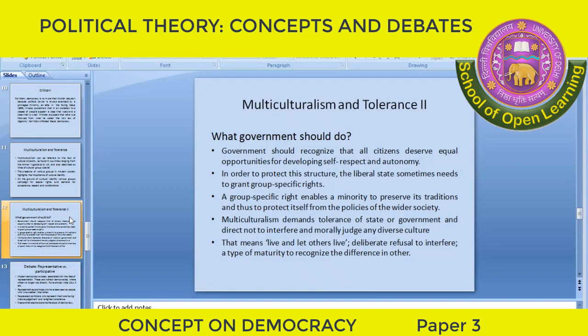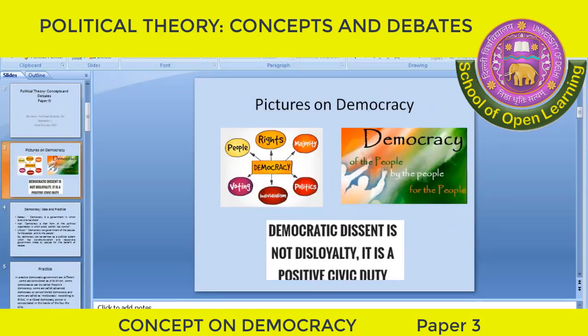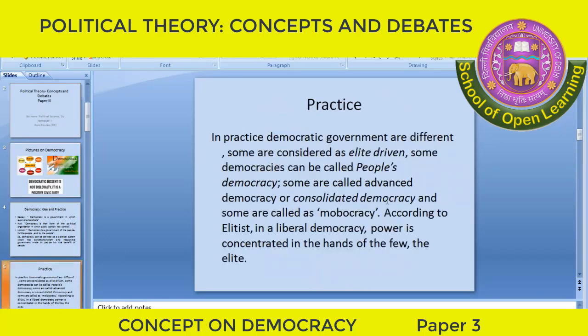Here we have to take care of the idea of tolerance. Tolerance is the very basic idea of democracy. Then we are discussing the idea of deliberative democracy. Deliberative democracy was a very powerful reaction to elitist democracy, which we discussed on the first page as a practicing democracy. There is elite-driven democracy, and deliberative democracy opposes the elitist vision of democracy.